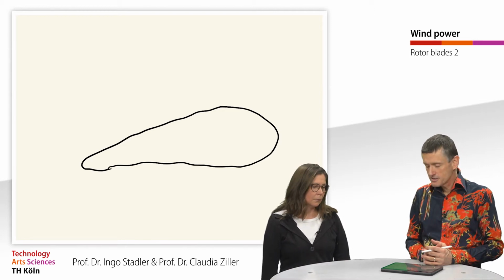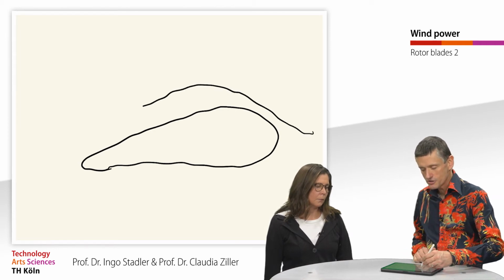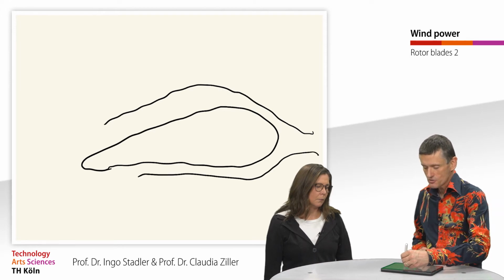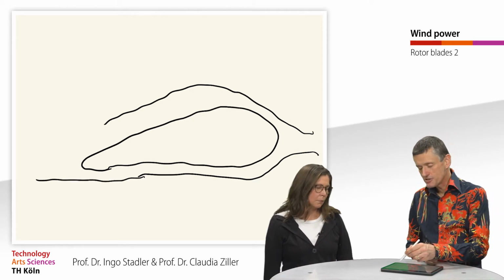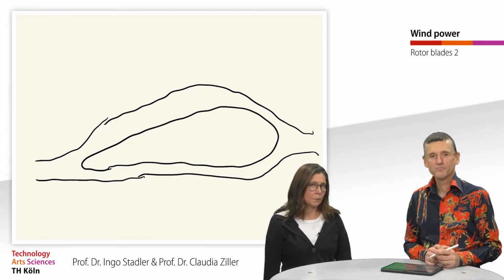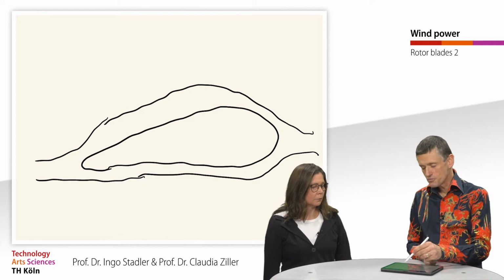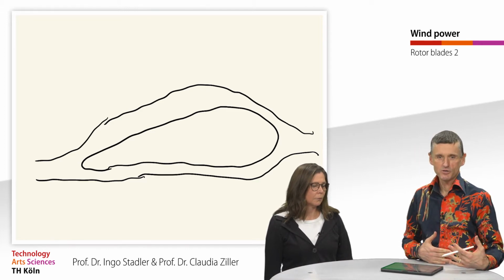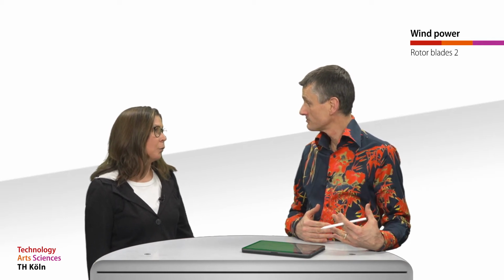And then it is always the case that the way the air needs to go above the wing is longer than the way the air needs to go under the wing. And that's the reason why the air is faster above the wing than below the wing. Because when they meet again at the end of the wing, the air above must be faster than the lower.